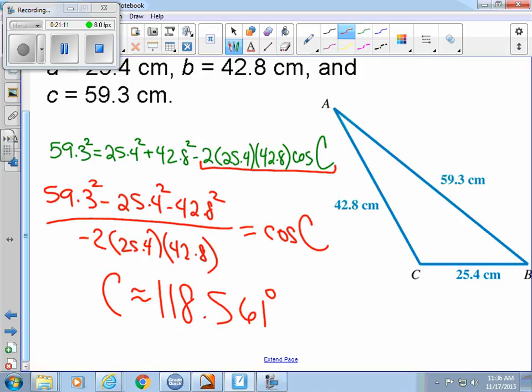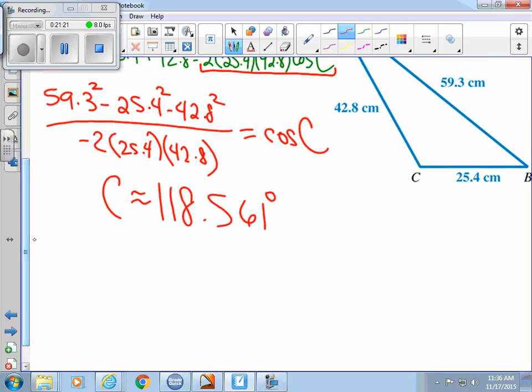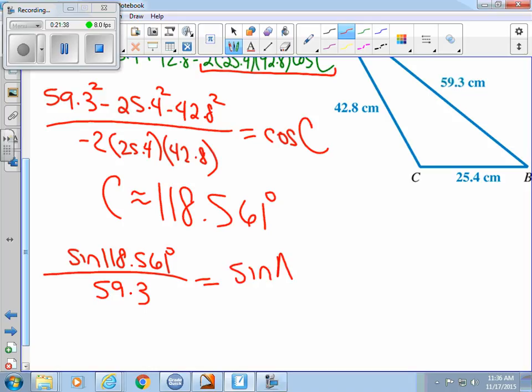So the hardest thing with law of cosines, make sure you are careful with obtuse angles. Other than that, formula. So we have, let's see, sine of 118.561. Use that stored value in your calculator. Over, that was angle C, so over 59.3 equals the sine of A over 40. Sine of A over 24.5.